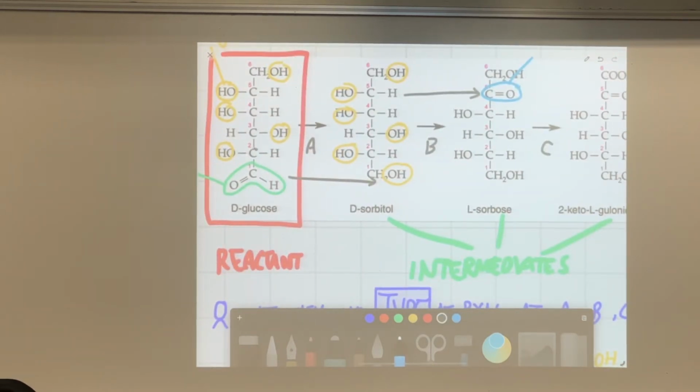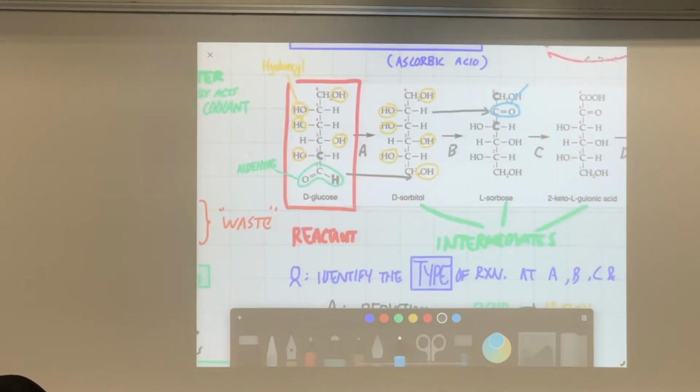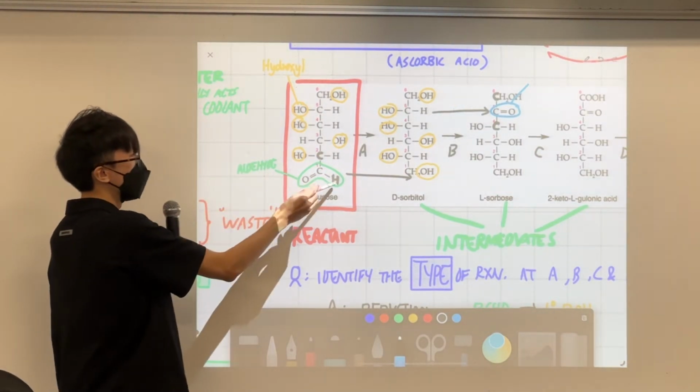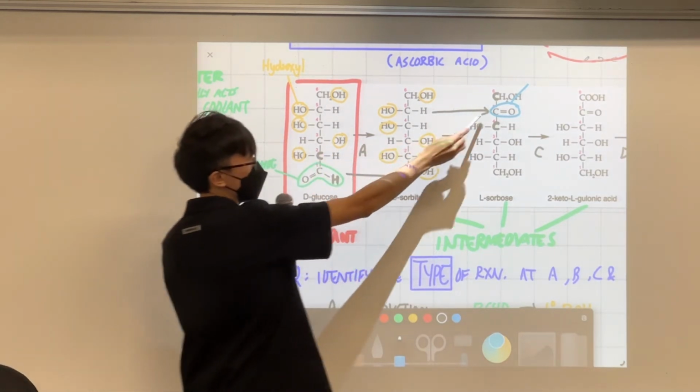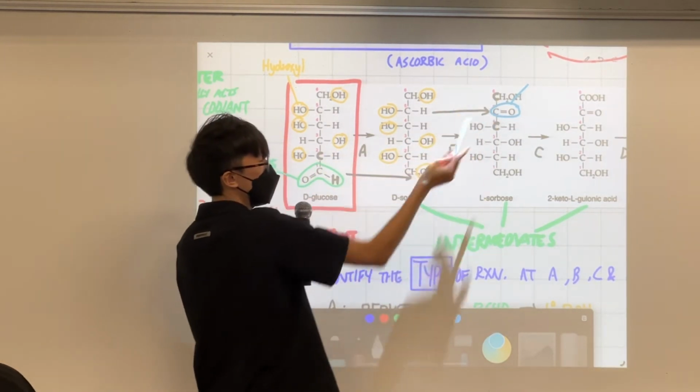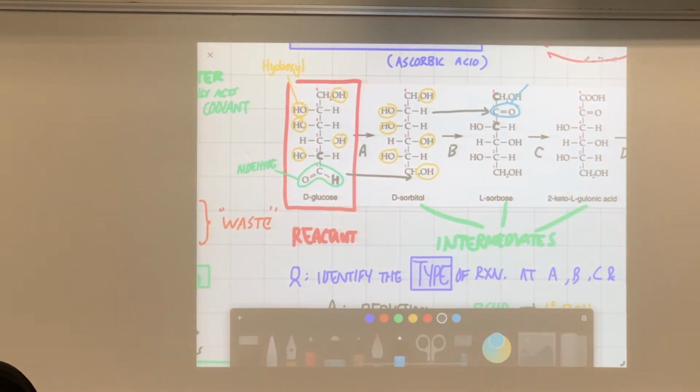Aldehyde has C on one side, H on the other side of the CO double bond. A ketone has C on both sides. So I understand the frustration. If you constantly mix up aldehyde and ketone, this is the only way to not make a mistake: look at what is next to the CO double bond. If you see one H and one C next to the CO double bond, this is not a ketone, this is an aldehyde. And this is a ketone because it's surrounded by two carbons. Don't mix them up, aldehyde and ketone. So this is a ketone.